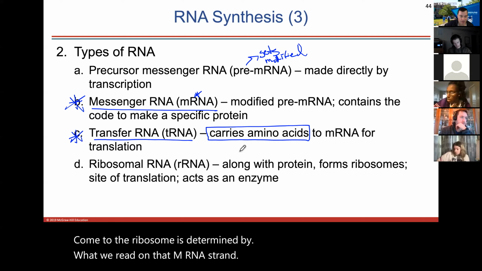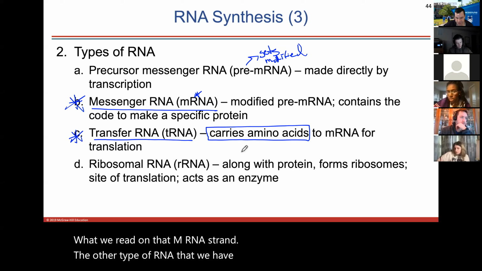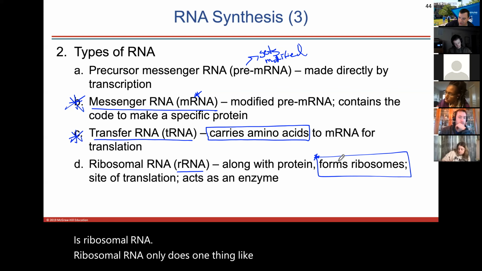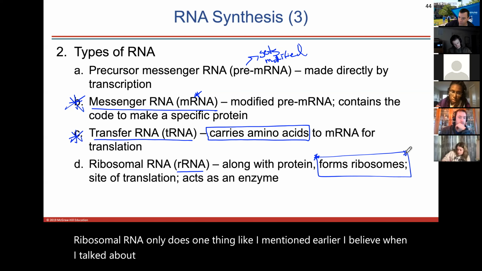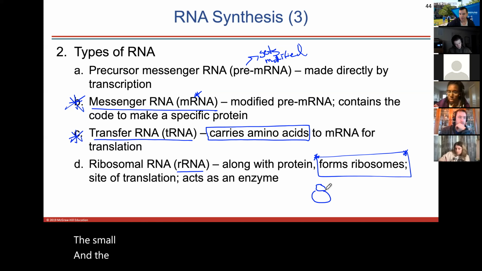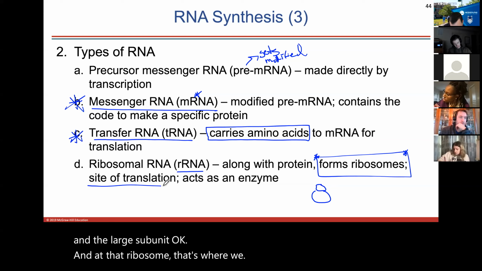The other type of RNA that we have out in the cytoplasm doing stuff is ribosomal RNA. Ribosomal RNA only does one thing, like I mentioned earlier, I believe, when I talked about ribosomes. They form the ribosome. They form the small and the large subunit, okay? And at that ribosome, that's where we translate what we have written down.